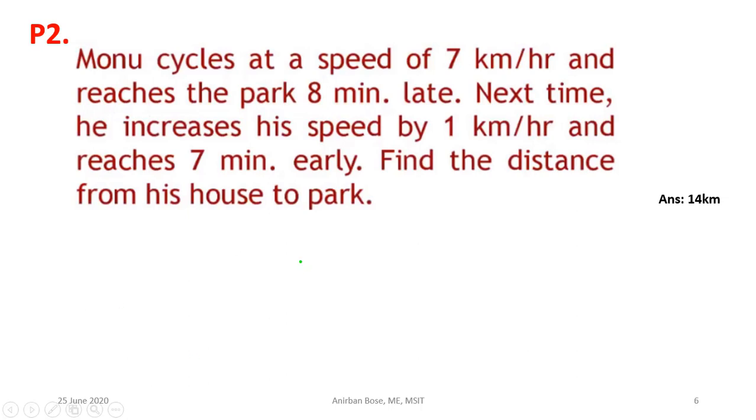Manu rides a motorcycle at a speed of 7 km per hour and reaches the park 8 minutes late. Next time he increases the speed by 1 km per hour and reaches 7 minutes early. Find the distance from his house to the park. Let us consider the distance is d. How much time will Manu take at a speed of 7 km per hour? So this much time. When he increases the speed to 8 km per hour, because it is 1 km per hour more, what will be the time required? This. Definitely the first one is more because the speed is less.